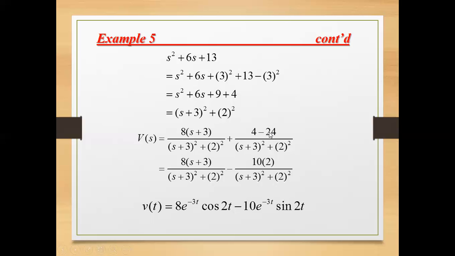That way you did not alter anything. Remember, this is already 8s plus 24. Your original is only 8s plus 4. So what do you do? You subtract 24. The 24 that you have here minus the 24 that you have here will be 0. And you have the original expression, which is 8s plus 4.